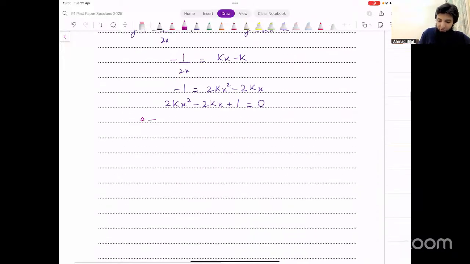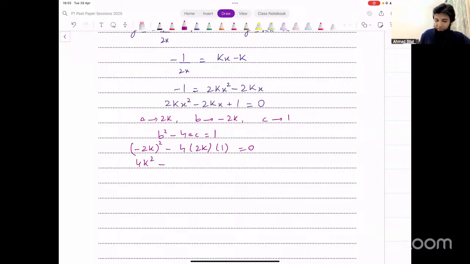So the value for a is 2k, the value for b is minus 2k, and the value for c is 1. We say b squared minus 4ac should be equal to 0. Input values in this: minus 2k whole squared minus 4 into 2k into 1. That should equal 0. Simplify this, and that gives us 4k squared minus 8k equal to 0. And then you solve that equation.